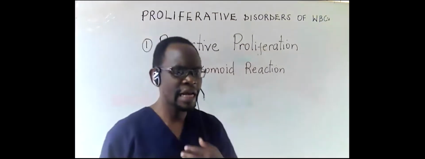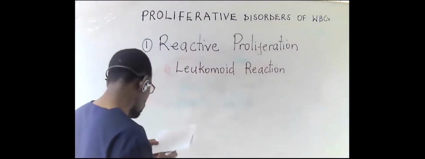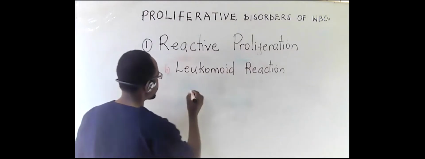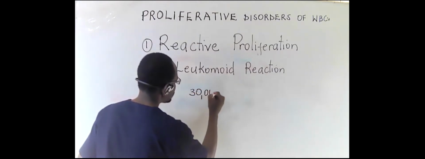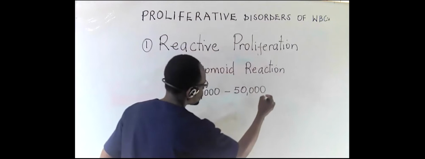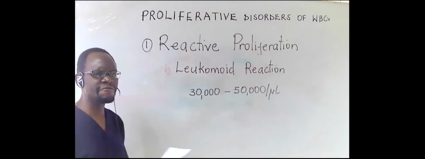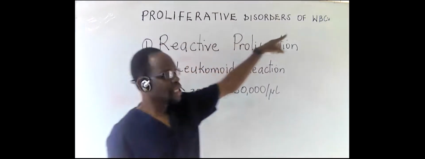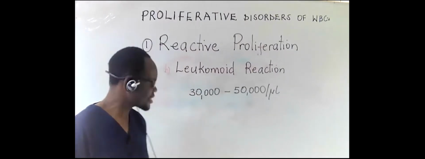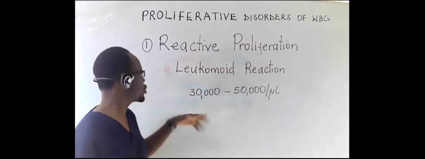So in a leukemoid reaction, basically what happens is that we have excessively increased numbers of white blood cells. They can go up to 30,000 to 50,000. So you have an excessive increase in white blood cells, and usually they can go even up to these ranges, 30,000 to 50,000.